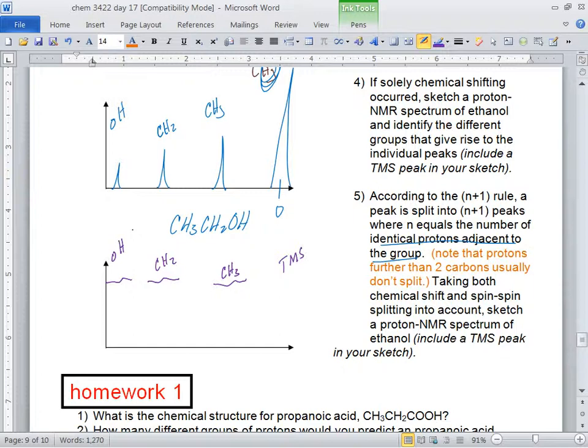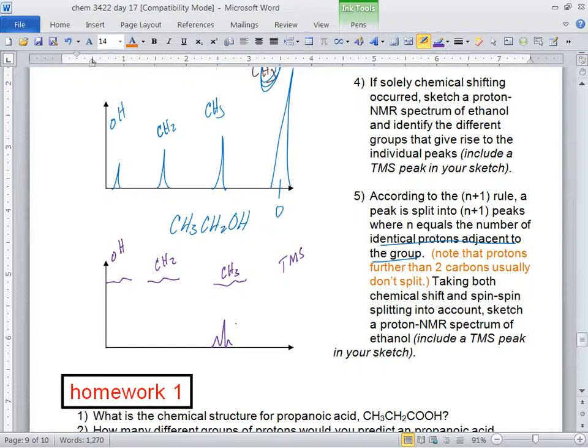So let's start with CH3. Here it is. Here's our methyl. N equals the number of identical neighbors. So for the CH3, N is going to be 2, right? Because 2 plus 1 would be the number of peaks. So we better draw how many peaks for CH3? 3 of them, right? So I don't know. Usually it seems to me like this middle guy is always bigger. I just want to see 3 peaks. That's all I want to see.